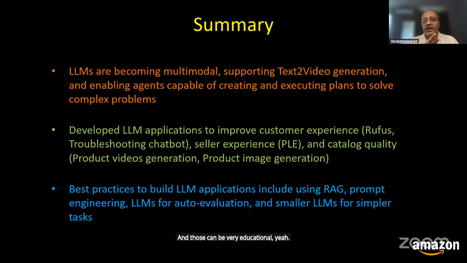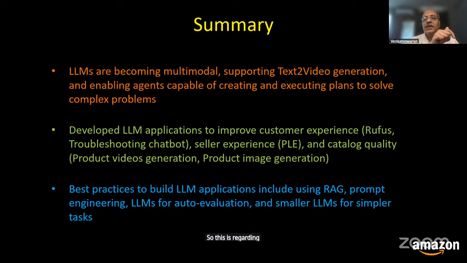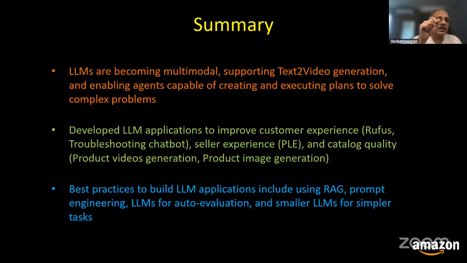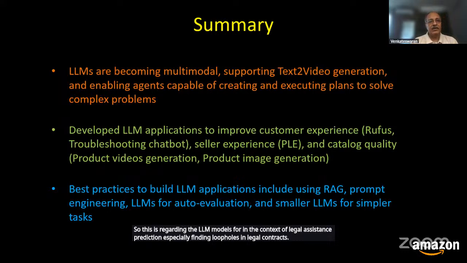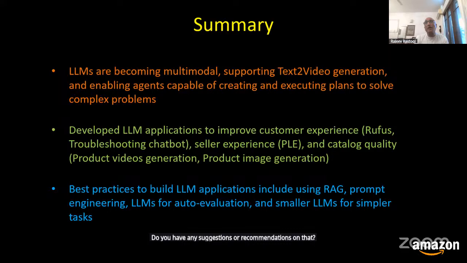There are two questions on legal, so maybe this would be the last question. We are already at the top of the hour. So this is regarding LLM models in the context of legal assistance prediction, especially finding loopholes in legal contracts. Do you have any suggestions or recommendations on that?